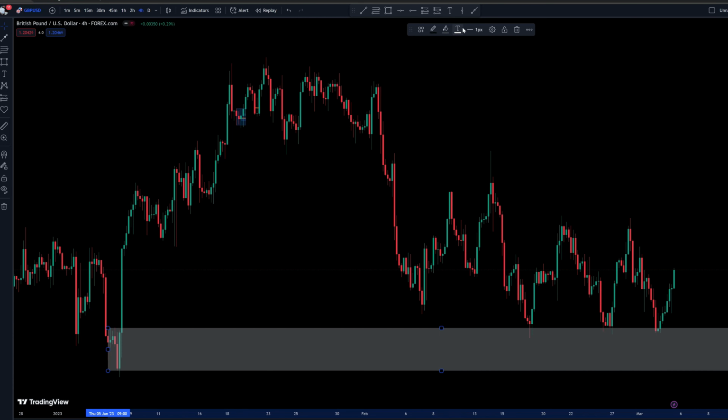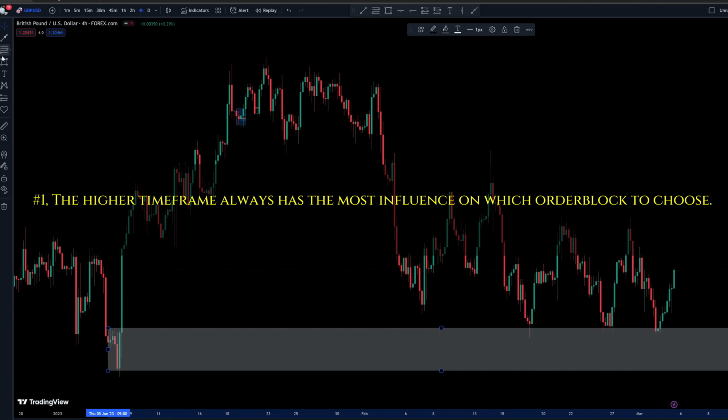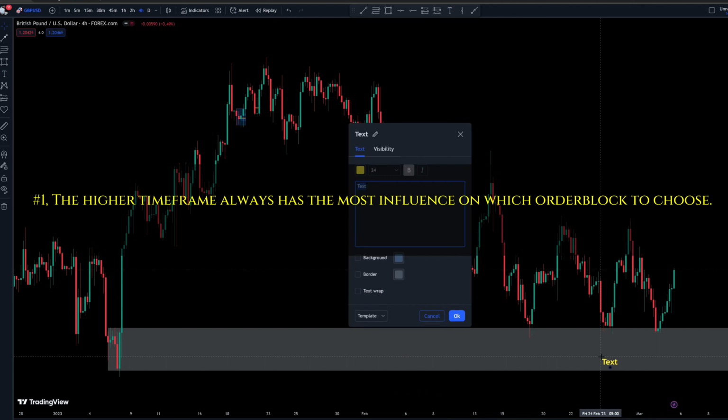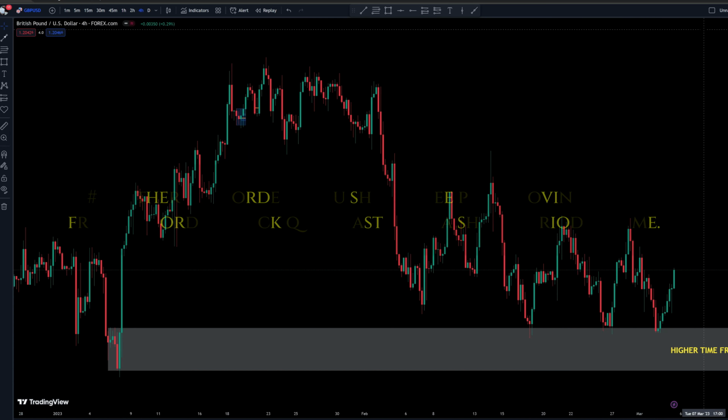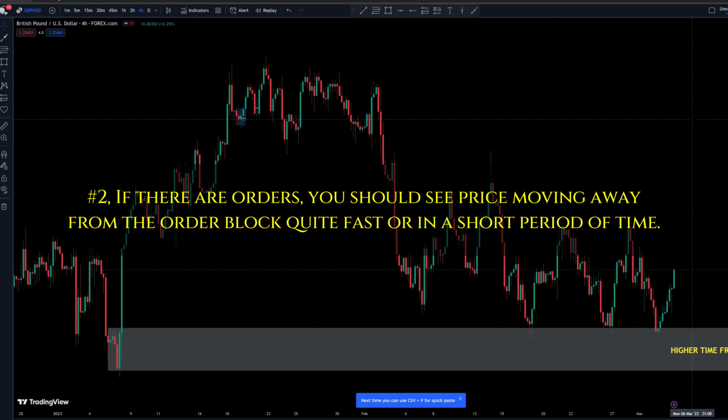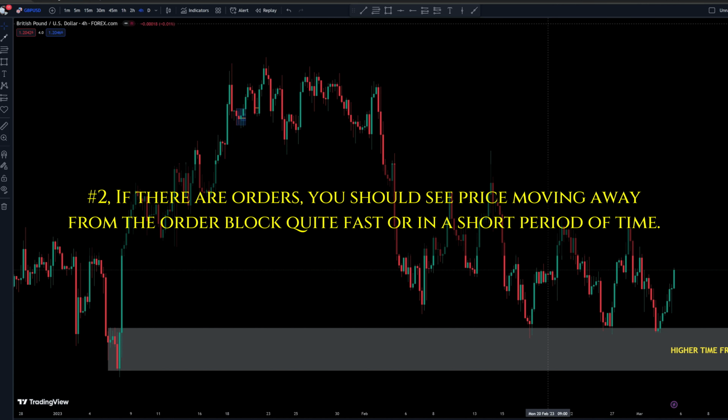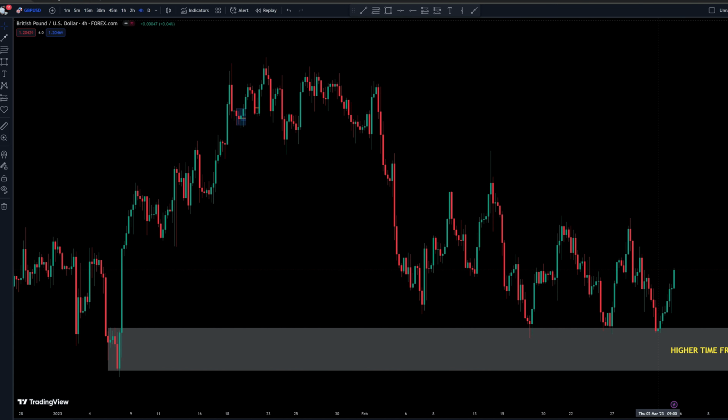But as a general rule of thumb number 1, the higher time frame always has the most influence on which order block to choose. But generally, order block Forex usually form after a strong impulse leg up and down. However, as a general rule of thumb number 2, if there are orders, you should see price moving away from the order block quite fast or in a short period of time, relevant to the order block time frame. If you don't see any reaction in price, then it's most likely that this order block Forex is not high probability, and it would be better to re-evaluate your analysis.